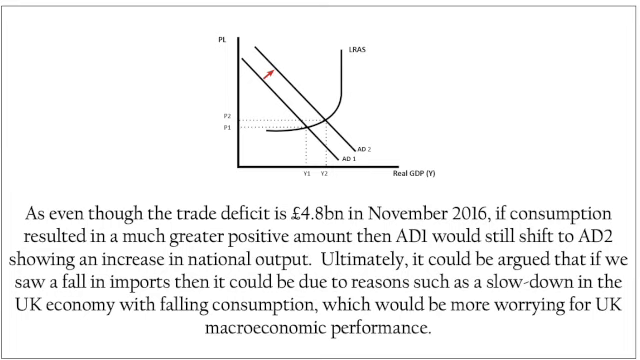So, even though the trade deficit is 4.8 billion in November 2016, if consumption resulted in a much greater positive amount, then AD1 would still shift to AD2, showing an increase in national output. So again, from Y1 to Y2. Ultimately, it could be argued that if we saw a fall in imports, then it could be due to reasons such as a slowdown in the UK economy with falling consumption, which would be more worrying for UK macroeconomic performance.